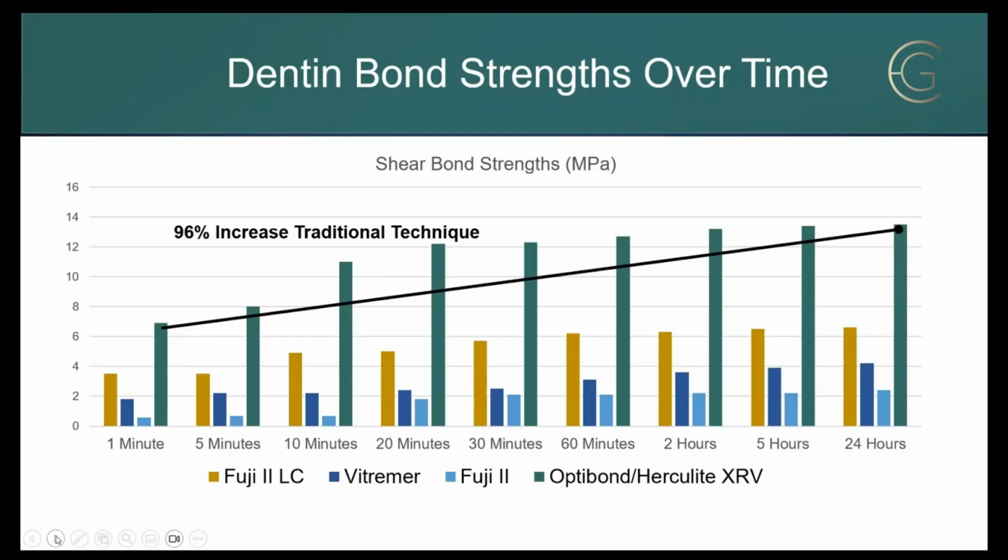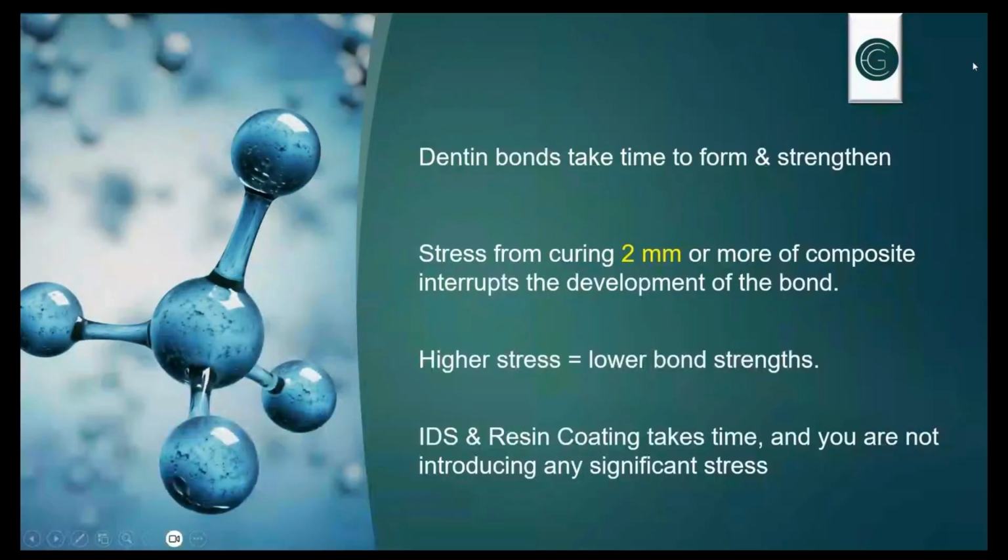So the reality is it takes 24 hours for a bond to fully mature, but there are ways to help get strength more. Let me go through that. What this study showed me is dentin bonds take time to form and strengthen. Here's a big one. I don't know about Canada, but in America, everybody's really on this bulk fill run, and I got burned by Sonic Fill really badly. Stress from curing 2 milliliters or more of composite interrupts the development of the bond. So the higher the stress, the lower your bond strength. If you're bulk filling, you're going to have a lot of failures.